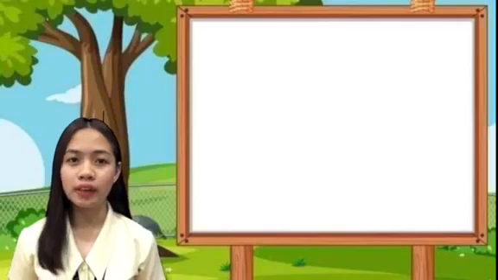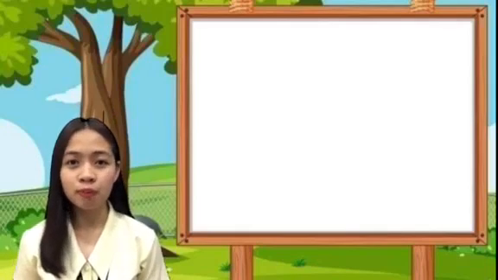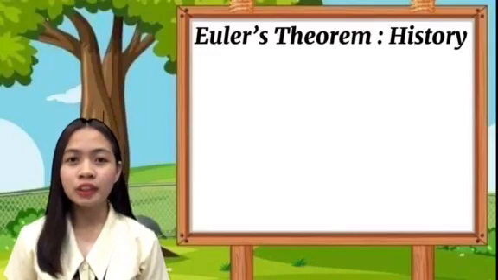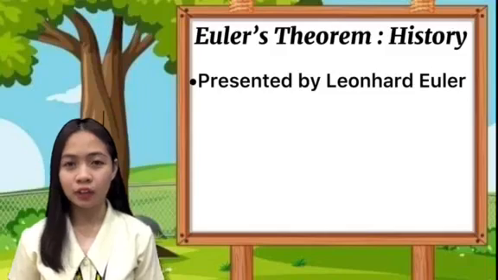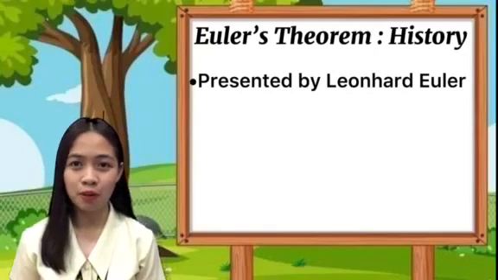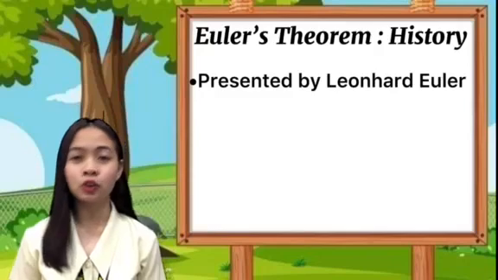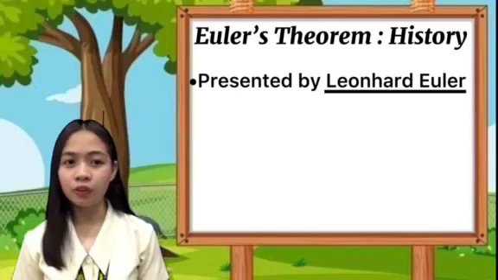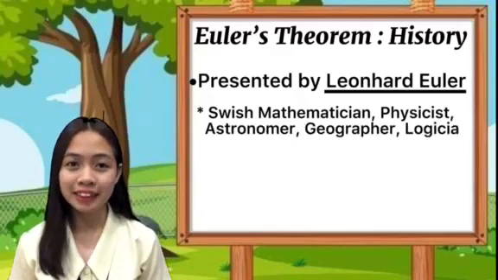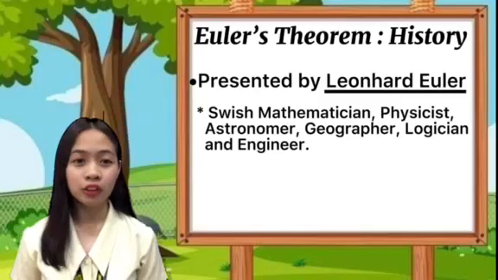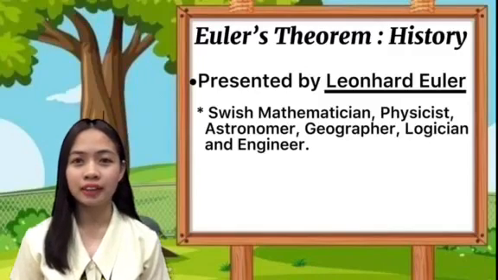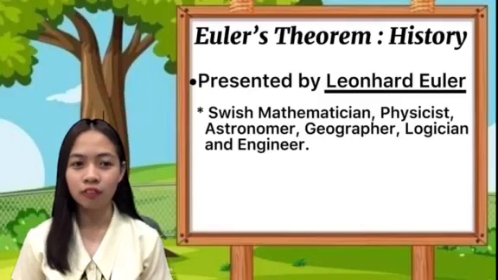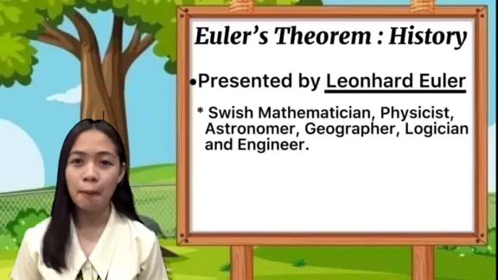So for today's lesson, we're going to learn about Euler's theorem. Before we proceed, let me give you a background about Euler's theorem. Euler's theorem was presented by Leonhard Euler, correct me if I'm wrong about my pronunciation, on August 2, 1736, and published in 1741. Leonhard Euler is a Swiss mathematician, physicist, astronomer, geographer, logician, and engineer who founded the studies of graph theory and topology and made pioneering and influential discoveries in many other branches of mathematics.